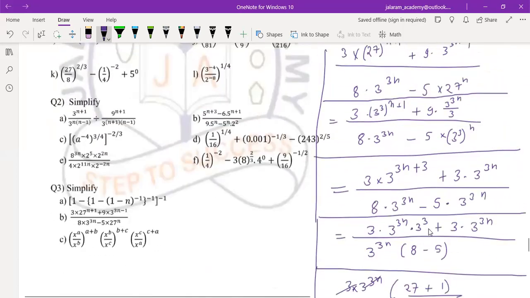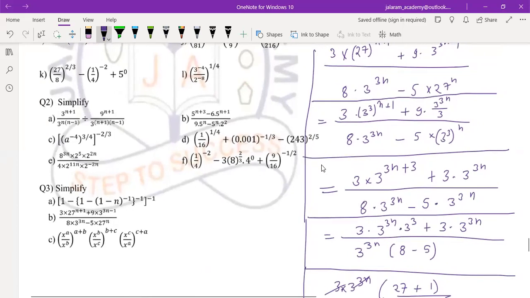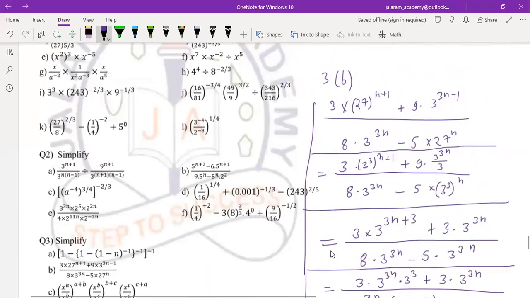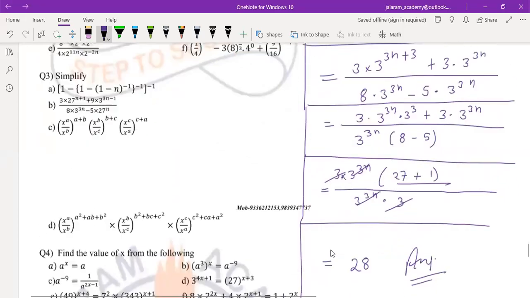So this can be done in how many steps? 1, 2, 3, 4, and fifth step is giving the answer only.